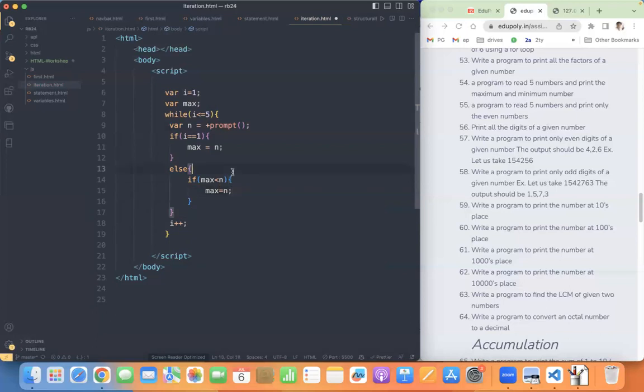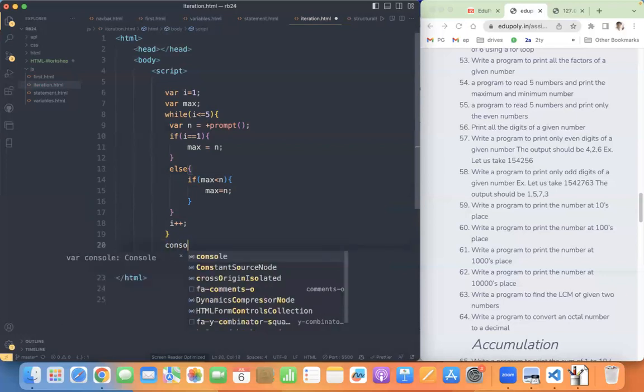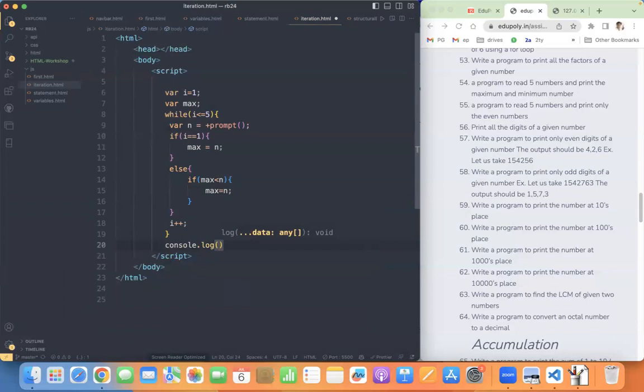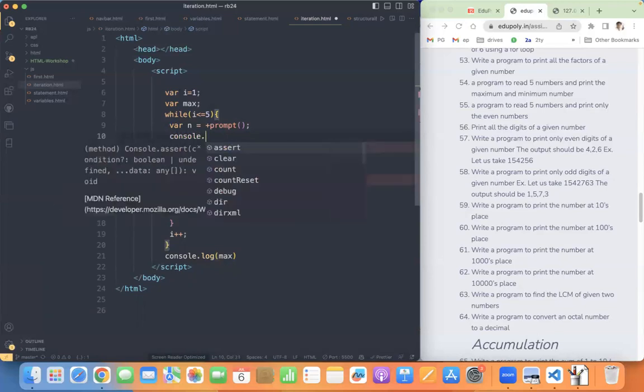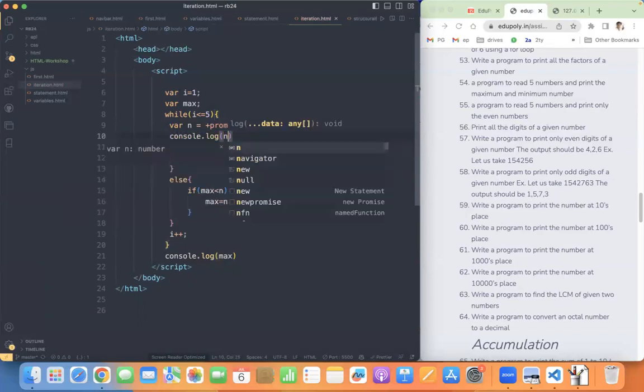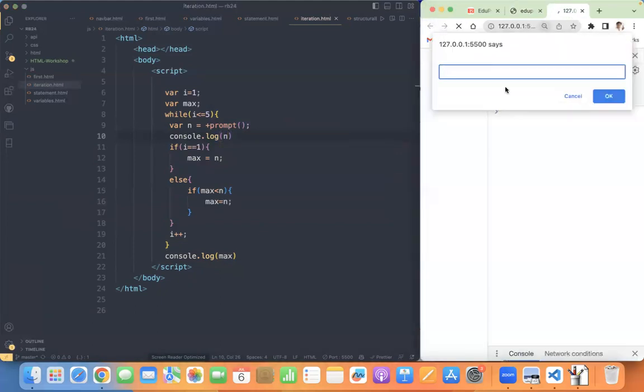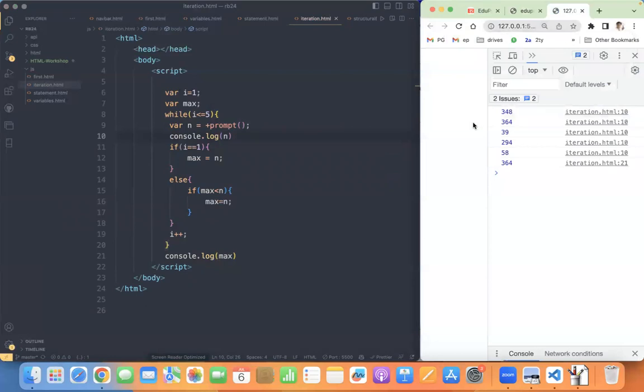So now you just see this output. Finally, whatever the maximum number is, console.log of max. For your information, whenever I am reading, I'll print those numbers also. Console.log of, I'm reading a number. So I read 36, 348, 364, 39, 294, and 58. What is the maximum number I received?